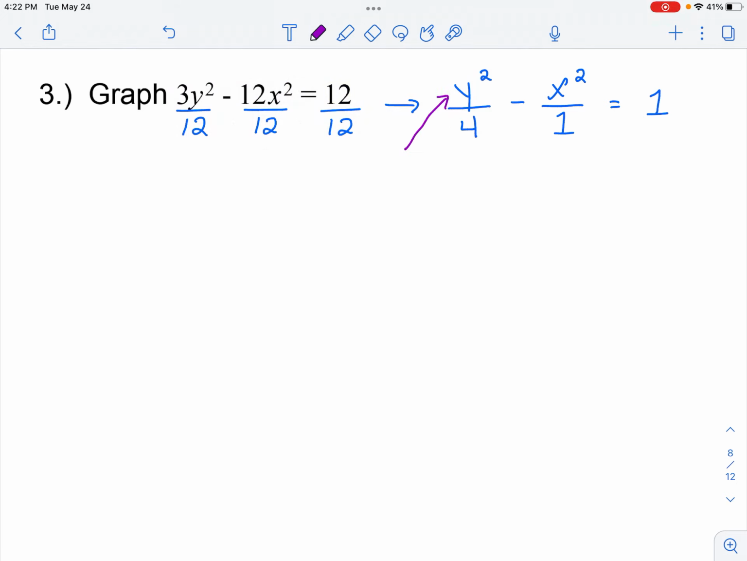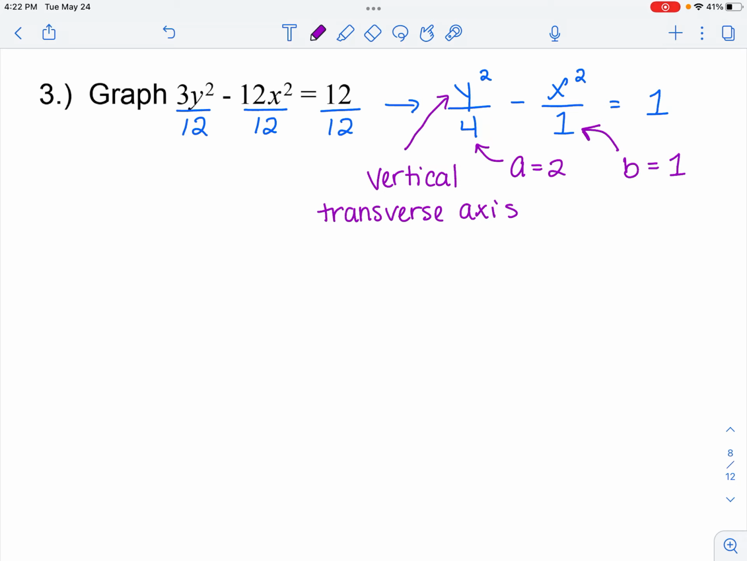We know that since y is first, this is a vertical transverse axis. Also, a is always related to the first denominator. If a squared is 4, then a equals 2. And then b is always related to the second denominator. If b squared is 1, then b equals 1.